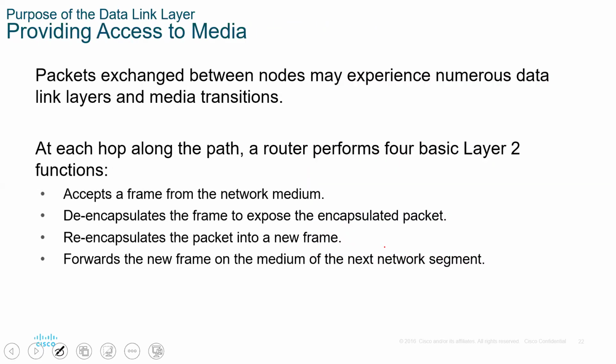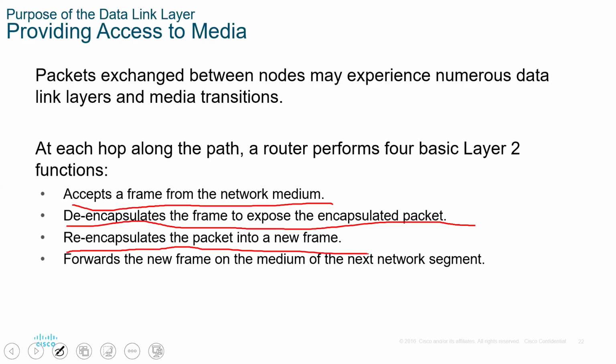So packet exchange between nodes may experience numerous data link layers and media transitions. At each hop along the path, a router performs 4 basic layer 2 functions. That is the router itself. What does it do? It accepts a frame from the network medium. Then it decapsulates the frame to expose the encapsulated packet. Then it re-encapsulates the packet into a new frame and then forwards the frame to the new medium.